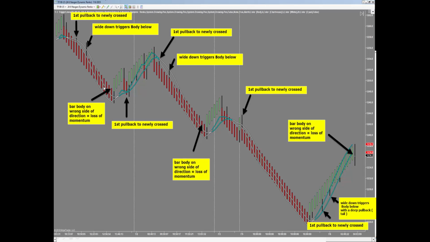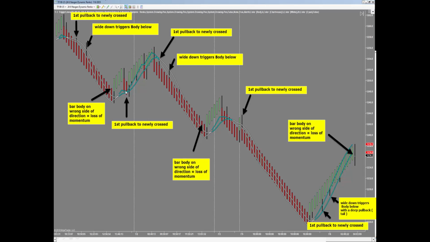As the bars themselves and the bodies of the bars start to get on the opposite side of the synthetic triggers, it shows a weakening of momentum or a loss of momentum. And then ultimately you can see the price bar itself closed up and the trigger lines crossed over, and we get a repeat of the process in the opposite direction.